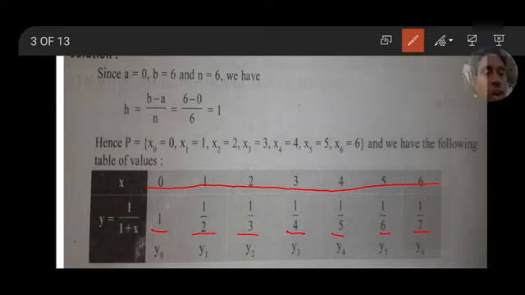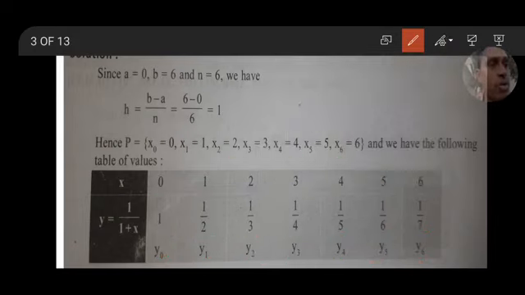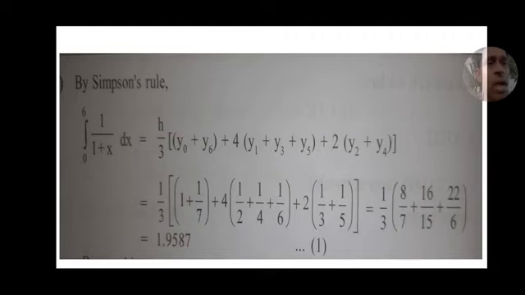The first value is y0, then y1, y2, y3, y4, y5, y6. Starting from y0, the respective values: at x0 the function value is y0, at x1 the function value is y1, at x2 the function value is y2, at x3 the function value is y3, respectively up to y6. These are the values, so we have to substitute in the formula.